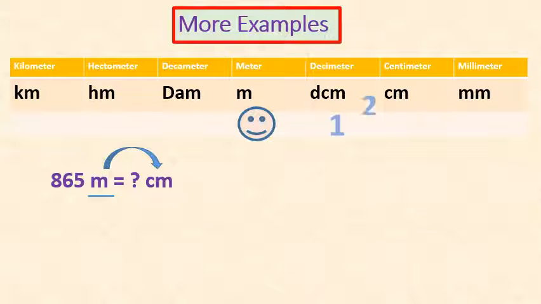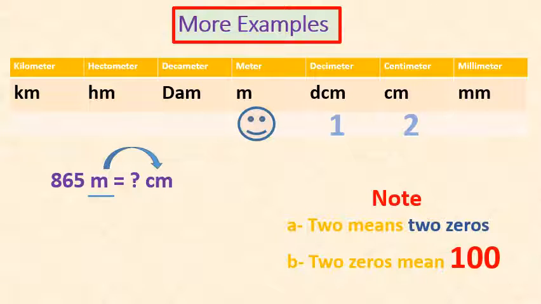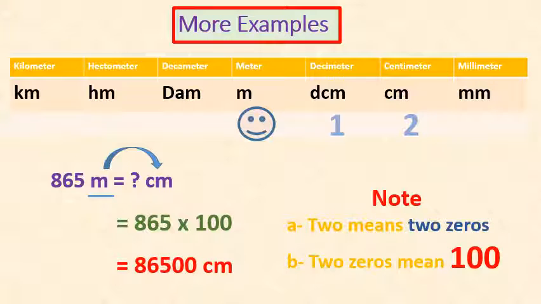1, 2. What does the number 2 mean? 2 means 2 zeros. 2 zeros mean that we have 100. So 865 times 100. What's the answer?